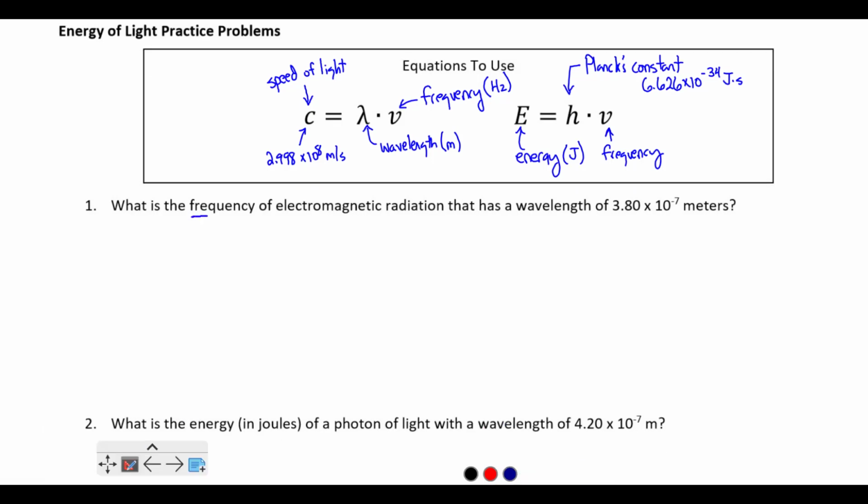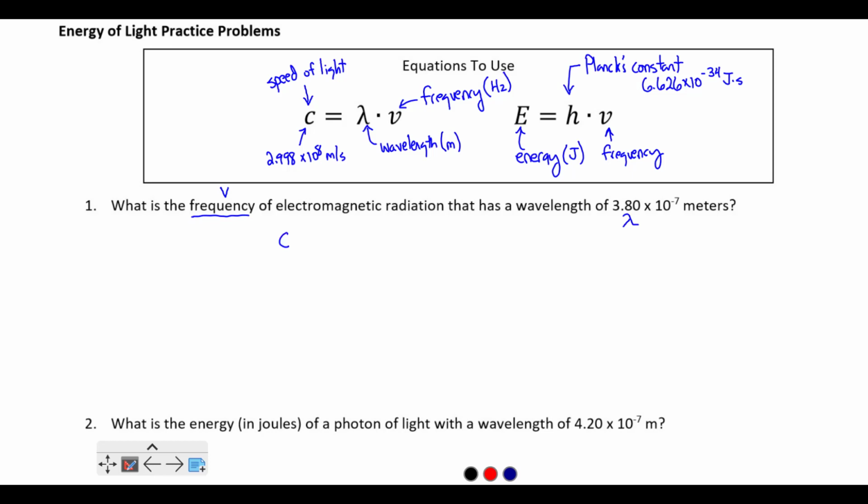This question says, what is the frequency of electromagnetic radiation that has a wavelength of 3.8 times 10 to the negative 7th meters? I don't know about you, but I like to start identifying values that I'm given. And so that's going to be wavelength. And I'm looking for frequency, and that is in my equations, that's v.